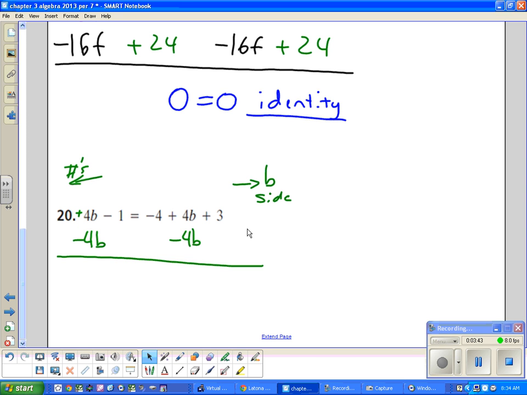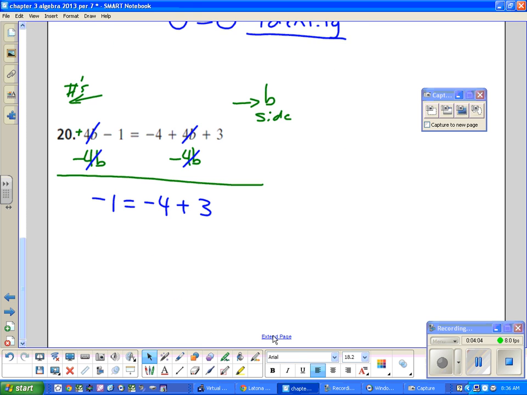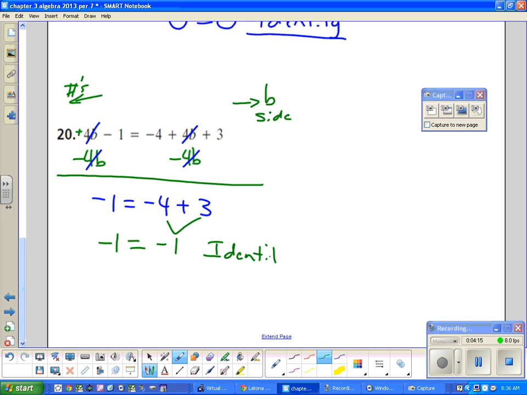And let's bring the numbers over. Well, let's not bring the numbers over just yet. Okay, so let's subtract 4b. These two cancel, so both sides cancel, and we get negative 1 equals negative 4 plus 3. Okay, and again, what happens here is we have negative 1 equals this plus this, which is negative 1. So again, that is the identity as the answer. And you don't need to check that. So the answer to 20 would be identity.